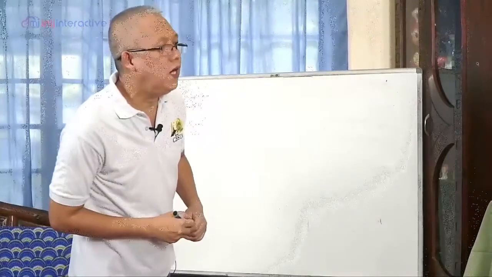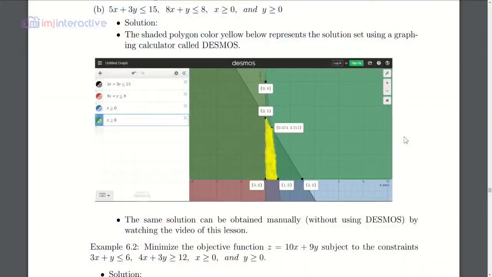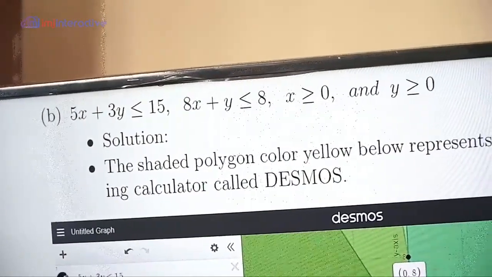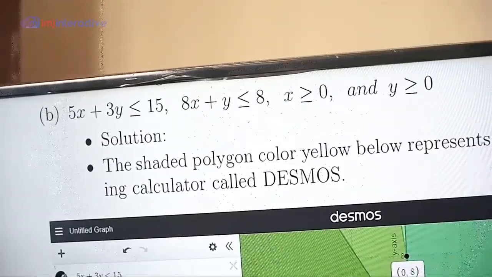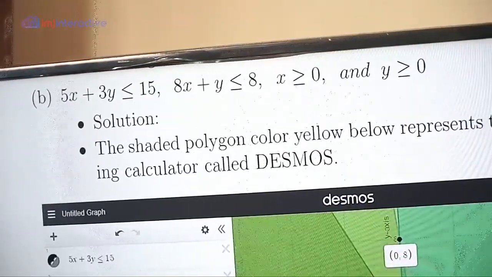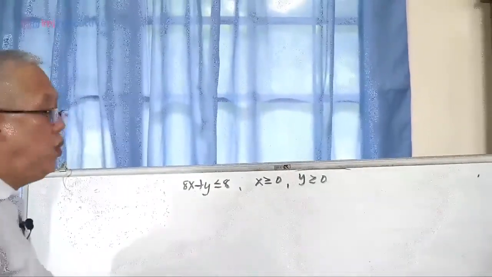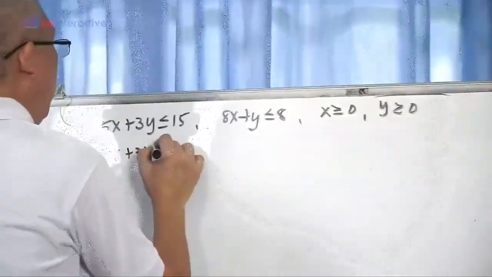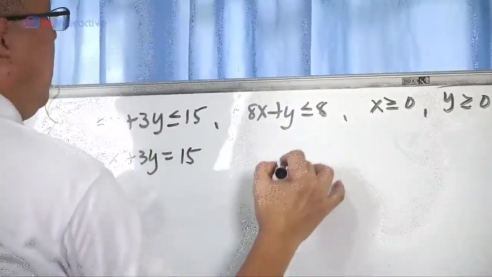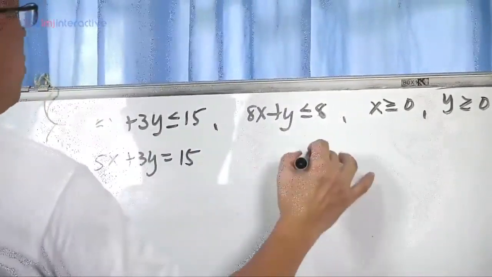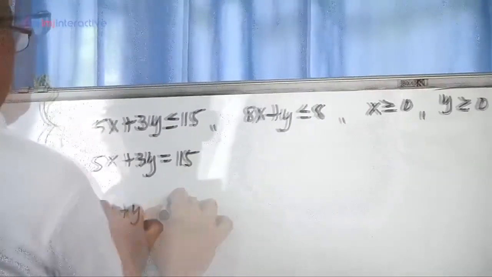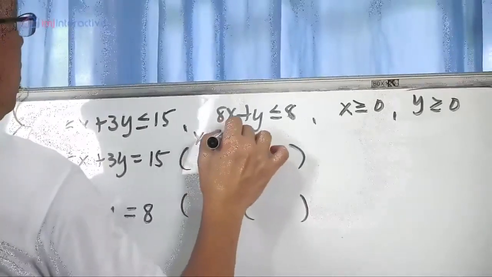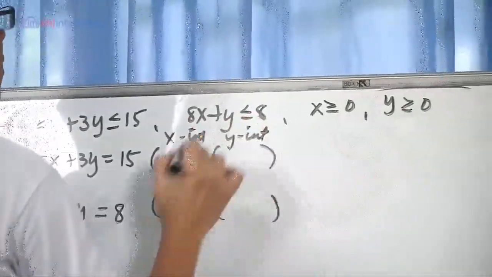So the inequalities are, let's just graph the lines. 5x plus 3y is less than or equal to 15. The second one is 8x plus y less than or equal to 8. So if you're going to do this manually, get the corresponding equations. 5x plus 3y equals 15. And the other one is 8x plus y equals 8. So get the x and the y intercepts.